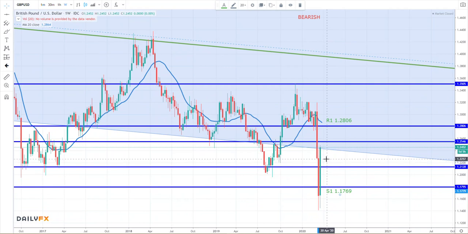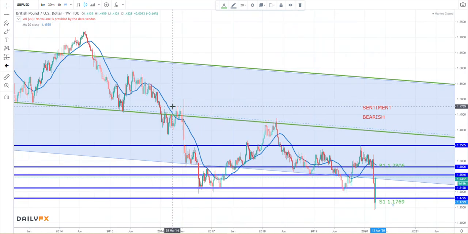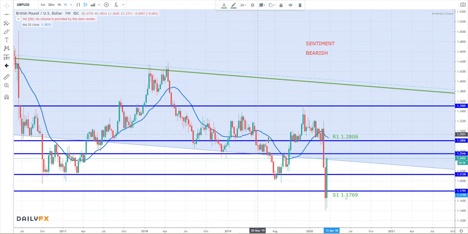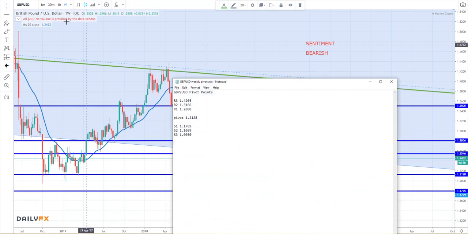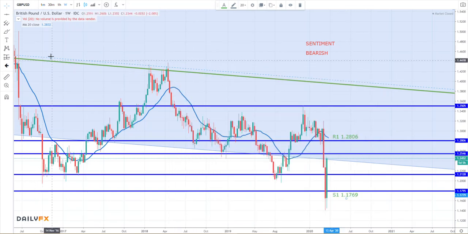So here's the thing: is the market really going to pivot and break out of a 20, 30-year downtrend? I don't think so. I think it's more likely that we'll see price go back to R1 and then continue down. R2 is $1.3166.